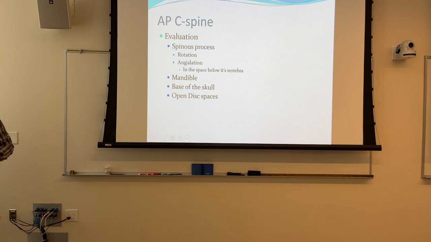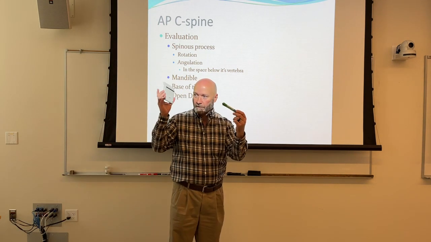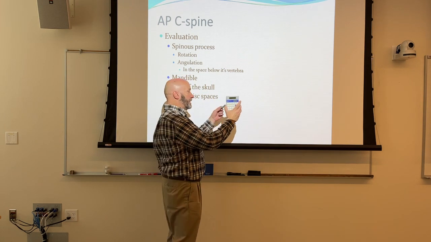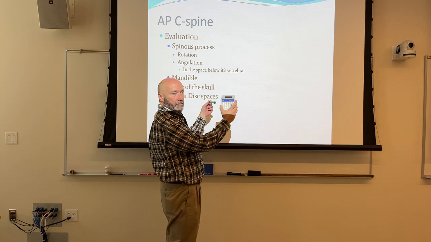So if, let's say, we're going to build us a vertebra here. It's a very blocky vertebra. All right, so we've got spinous process and vertebra, right? So if we have rotation, what's going to happen is the vertebra is going to go one way and the spinous process is going to go the other way, right?